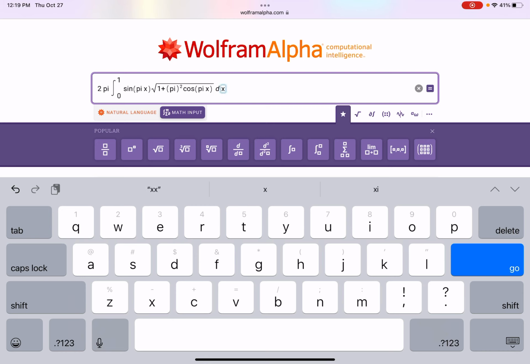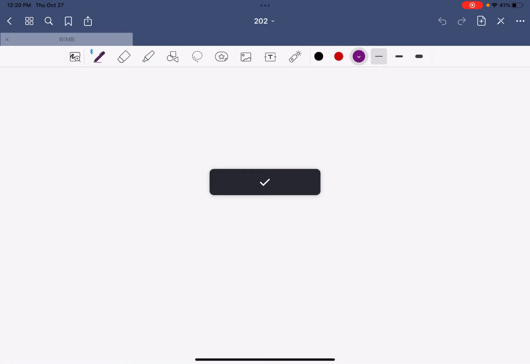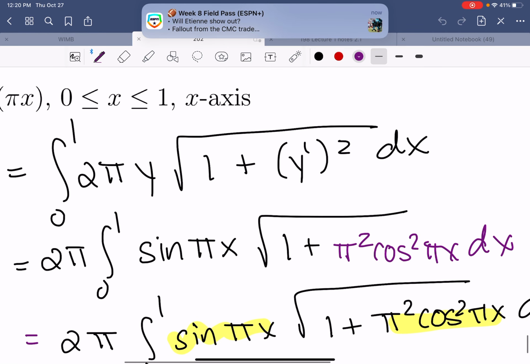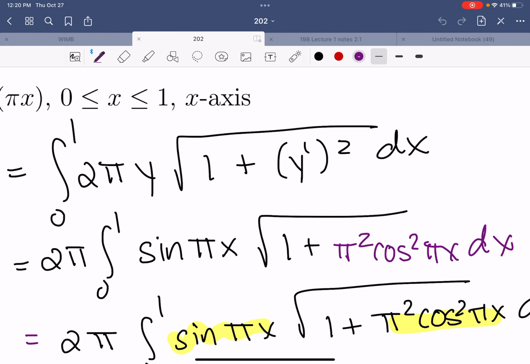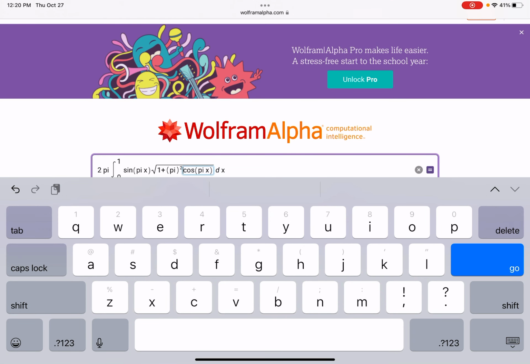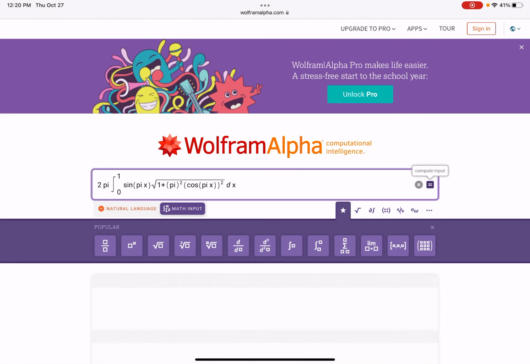So 2 pi, integral from 0 to 1, sine of pi x, square root of 1 plus pi squared cosine pi x. That's what we have right up here. Sorry, lost it. Right here in the middle. So 2 pi, integral 0 to 1, sine pi x, square root of 1 plus pi squared cosine squared. Oh, wait, I need to square my cosine. Okay, there we go.